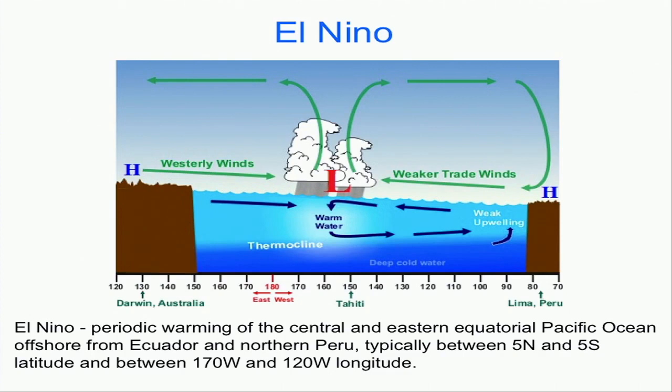So remember, El Nino is a periodic warming of the central and eastern equatorial Pacific, offshore from Ecuador and northern Peru, typically between 5 degrees north and 5 degrees south latitude, and between about 170 and 120 degrees longitude. And of course, what that means, because we've got this strong convective activity here, is we tend to get more precipitation in the Central Pacific as well during El Nino.